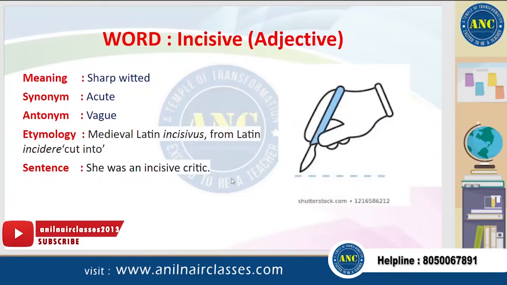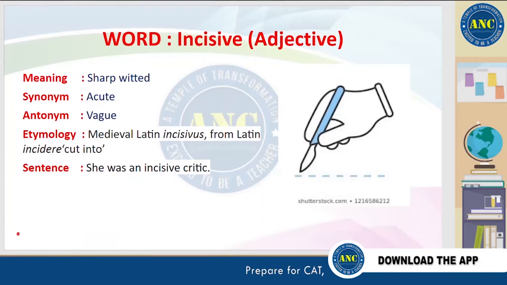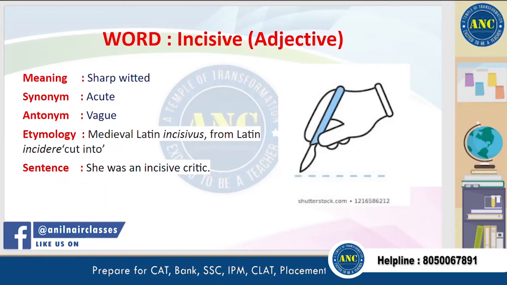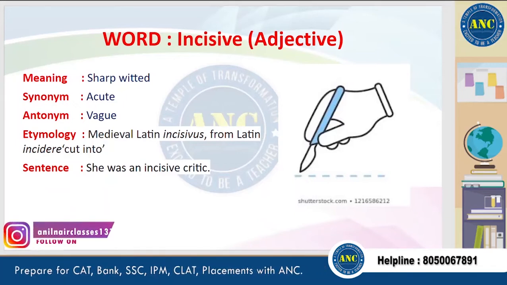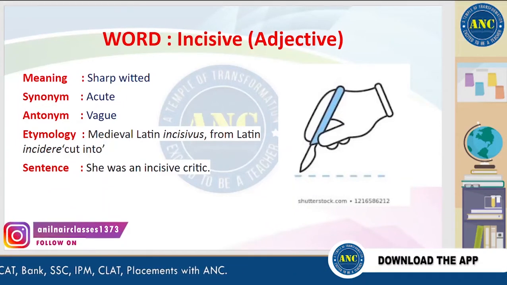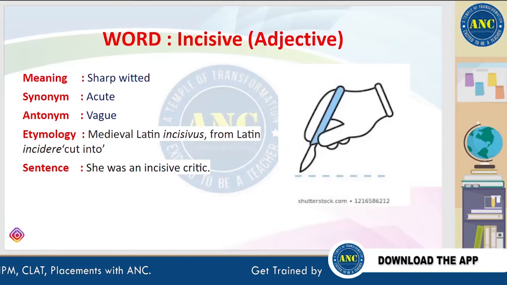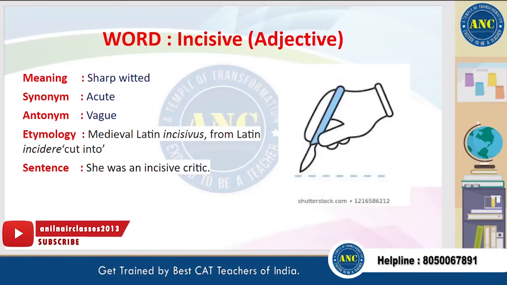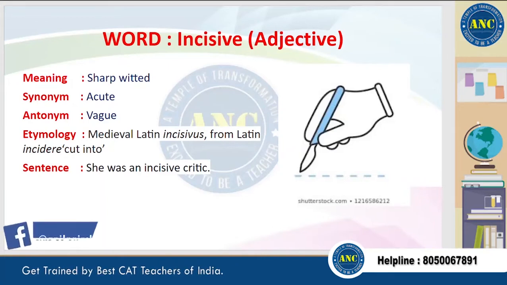Incisive. Incisive is an adjective which means sharp-witted. A synonym for this word is acute and an antonym is vague. It is derived from a medieval Latin word which means cut into. A sentence for this word is, he was an incisive critic.